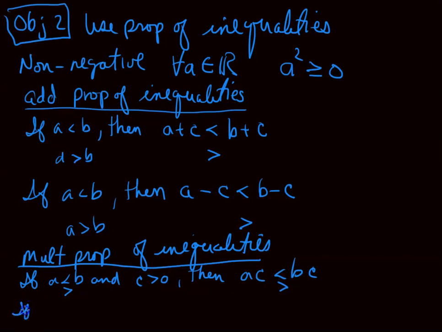But if A is less than B and C is negative, less than 0, then the inequality sign reverses. AC is greater than BC when it was less than over here. And if it's greater than and C is negative, then AC is less than. It switches the direction. So only when you multiply or divide by a negative do you change the direction of the inequality. This works for less than or equal to also. Greater than or equal to also.